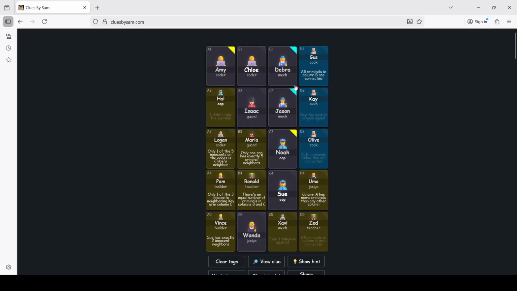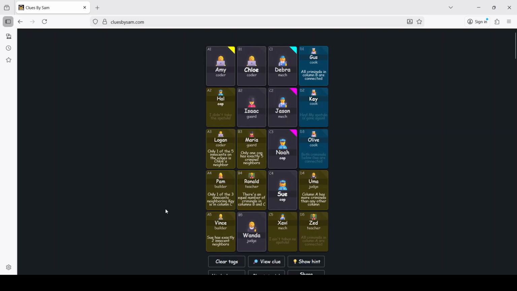some new clues here. Only one cop has exactly 5 criminal neighbors, and there's an equal number of criminals in columns B and C. Well, we know that there is going to be at least 1 criminal in column C, but no more than 2. Because of Deborah, Jason, and Noah, only one of those is innocent. Sue could be innocent. Sue could be a criminal. So 1 to 2.